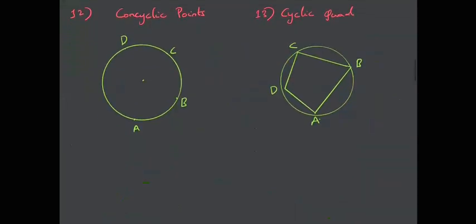Now let us see what are concyclic points. If there are points which are lying on the same circle, then those points are said to be concyclic points. And what is a cyclic quadrilateral? If all the vertices of a quadrilateral ABCD lie on a particular circle, then this quadrilateral ABCD is said to be a cyclic quadrilateral. Let us discuss a little bit more about this.